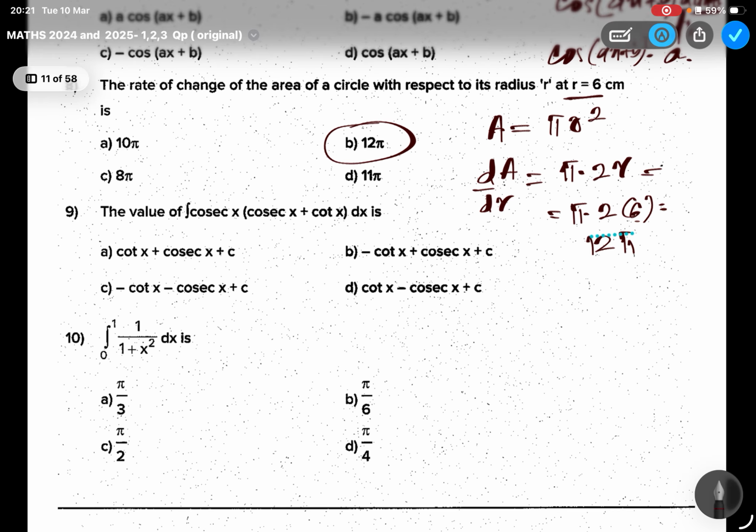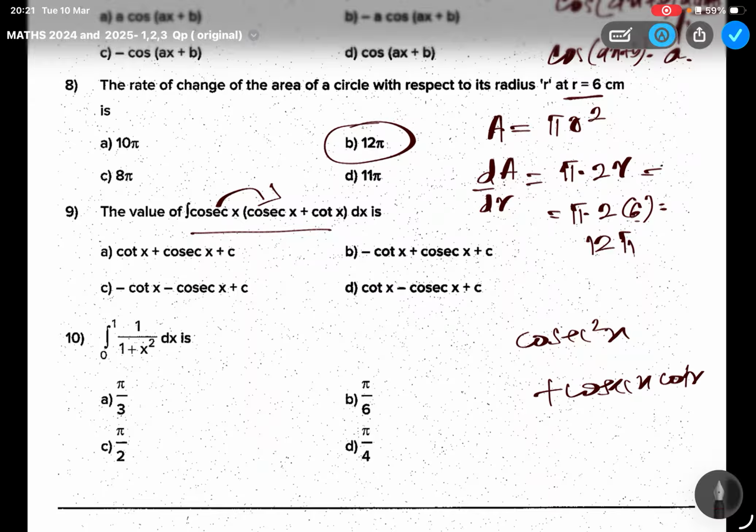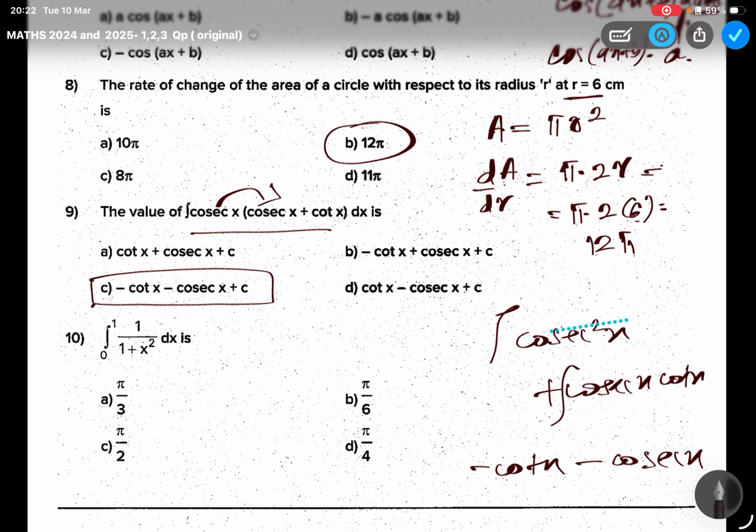And here in the first question paper they asked the cosec and tan. Here they ask cosec and cot. Cosec x into cosec x will be cosec square x. Cosec x into cot x will be cosec x into cot x. Integral of cosec square is minus cot x. Cosec x into cot x will be minus cosec x. Then the answer is minus cot x minus cosec x plus c.